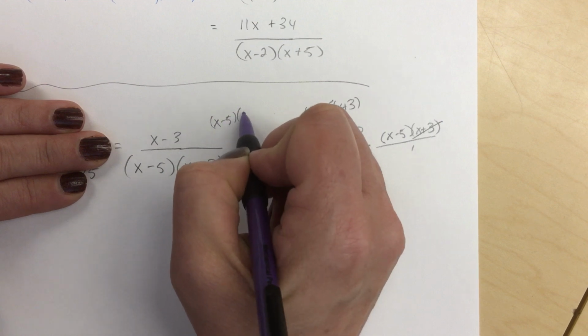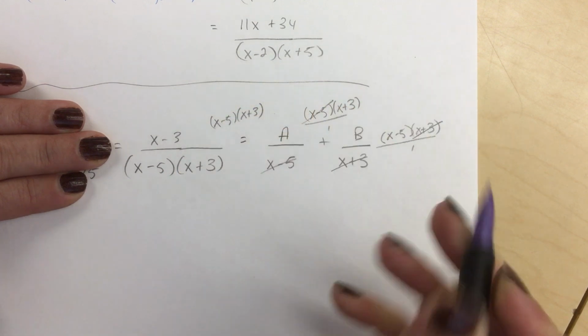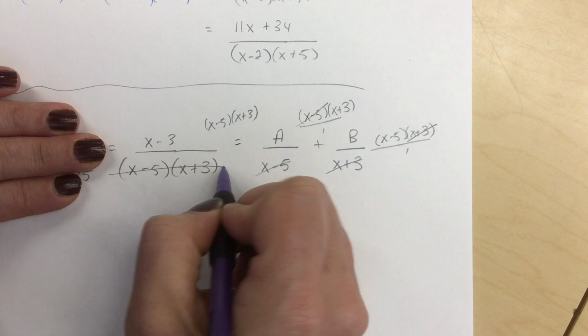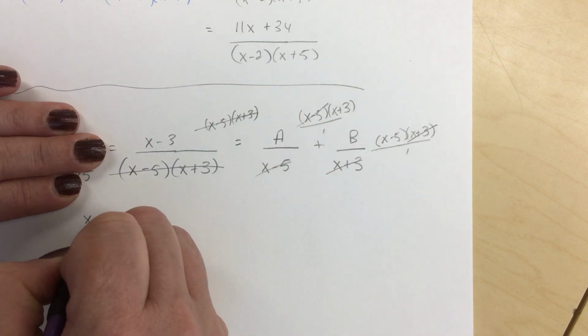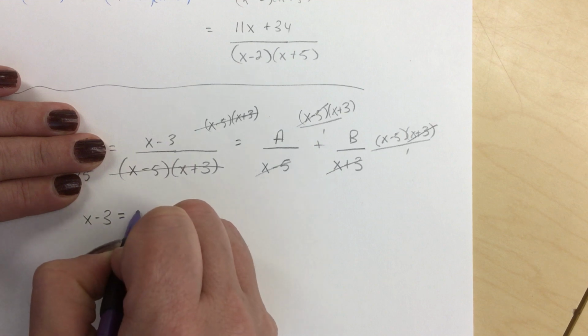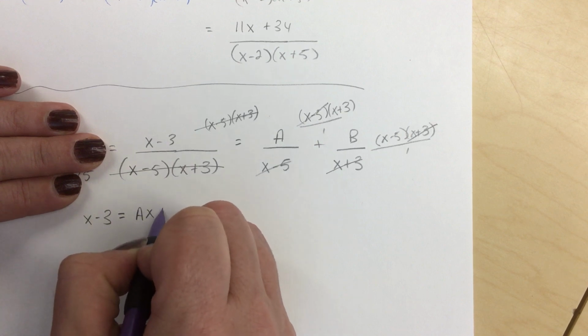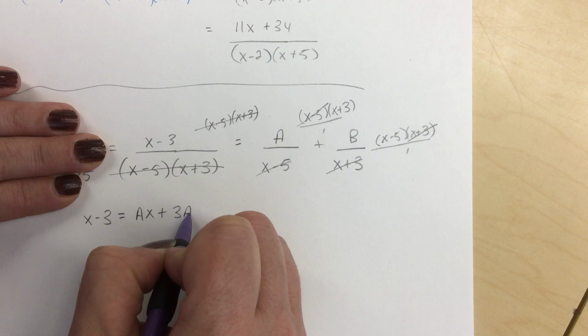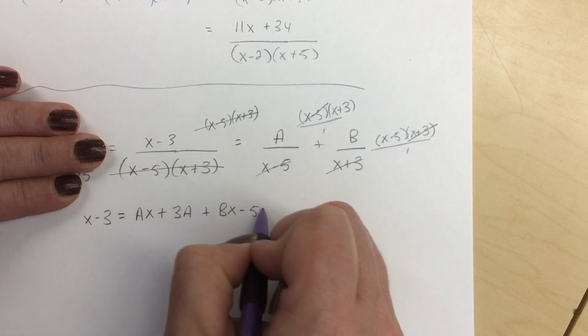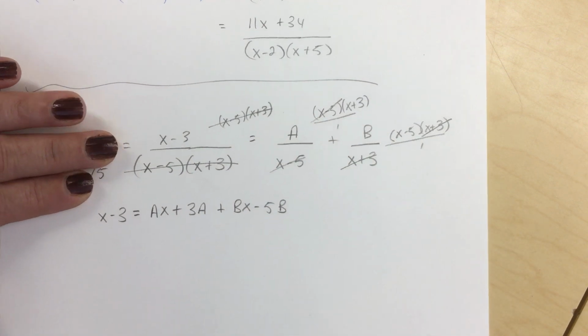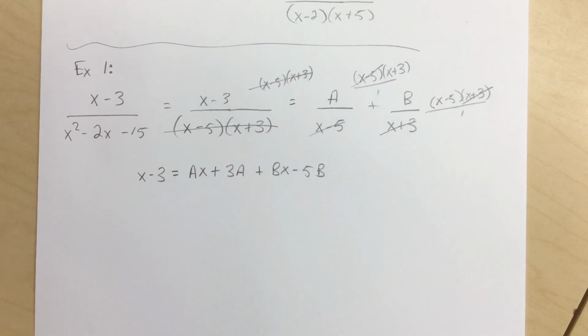So I got to take both sides of it. I usually don't write this step out when I'm doing it, because that whole denominator is going to cancel with that. So my new equation is x minus 3 equals ax plus 3a plus bx minus 5b. Okay, and everybody take a look at that. Do you see where everything came from?